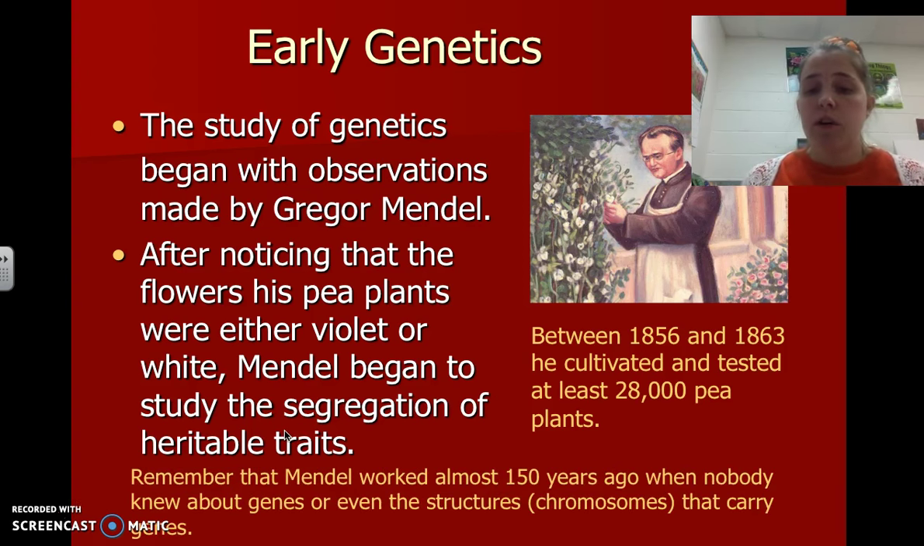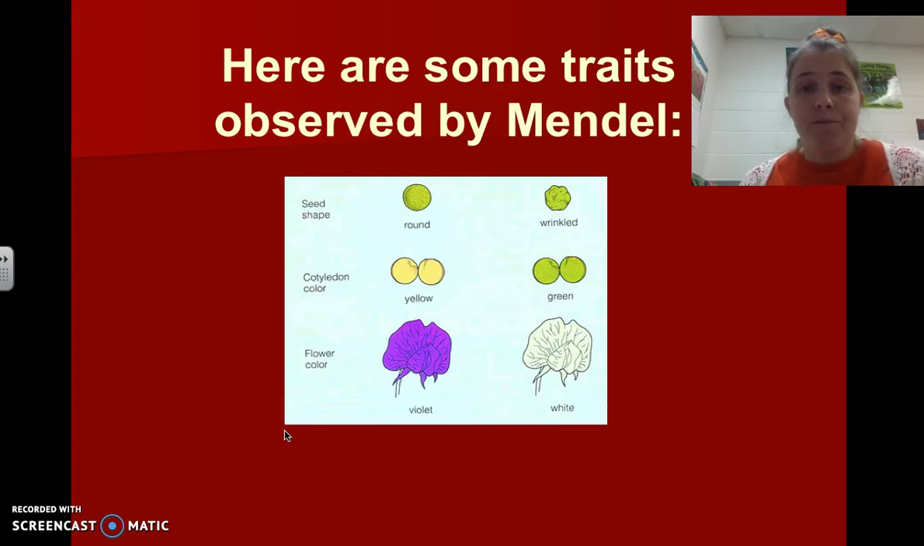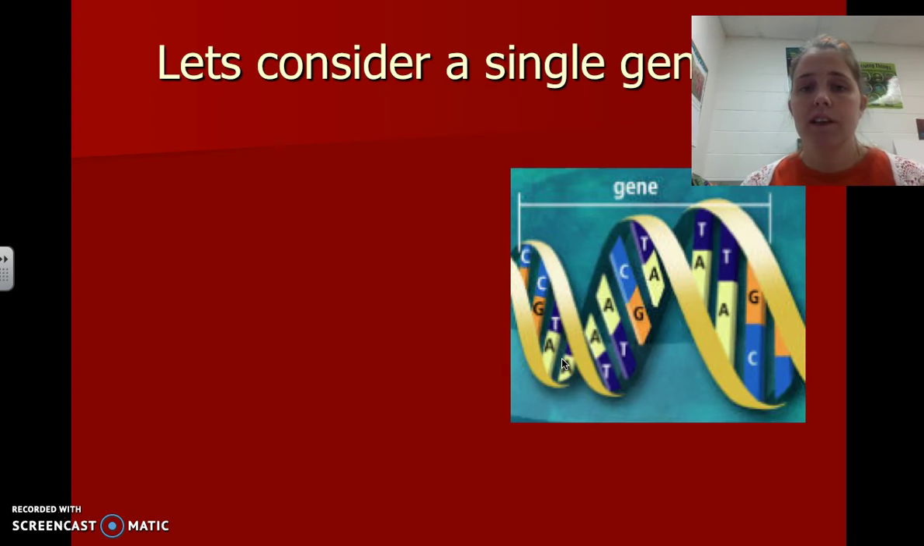Okay, he worked almost 150 years ago, and nobody knew about genes or DNA or that any of that even existed. So here are the traits. I told you there were a bunch that they observed. They were seed shape. We talked about round and wrinkled. Seed color, yellow and green. Flower color, there's purple and white.